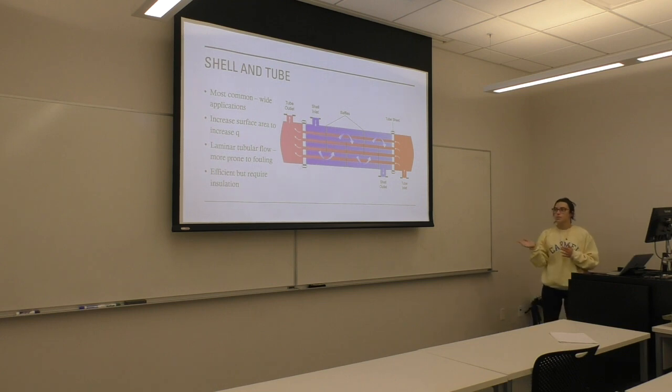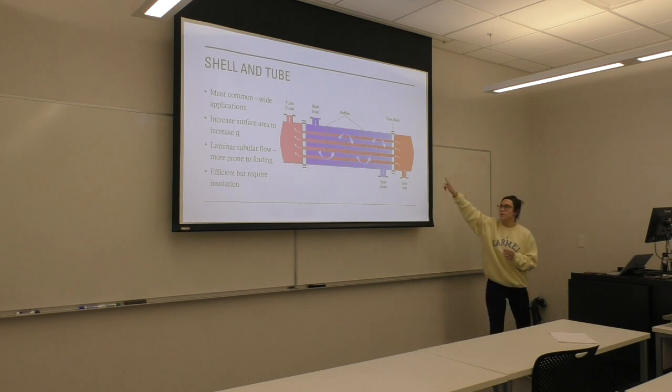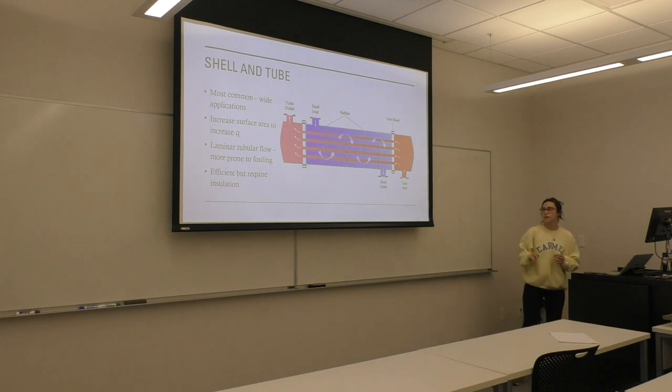And these types are probably the most common that you see in industry. They've been around for a long time and they have a lot of wide applications. You can change the number of tubes to increase your surface area, but because it's tubular flow, that means it's primarily laminar, unless you have a U-bend on the end that increases your turbulence as well. But it's still primarily laminar inside of those tubes, which makes your fouling worse because you have more chemical deposits on the inside of those tubes.